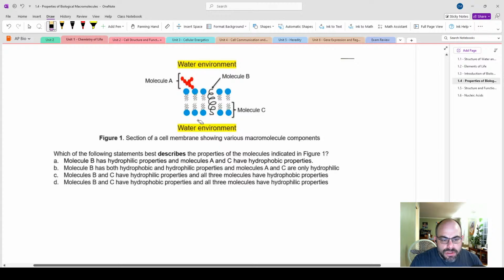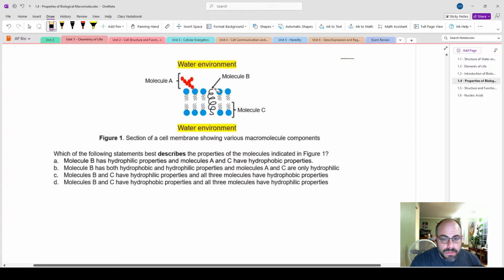See, this question's just bad. Oh, it's going to separate them. Molecule B has hydrophilic properties, and molecules A and C have hydrophobic. That's wrong, right? Molecule B has both hydrophobic and hydrophilic properties.